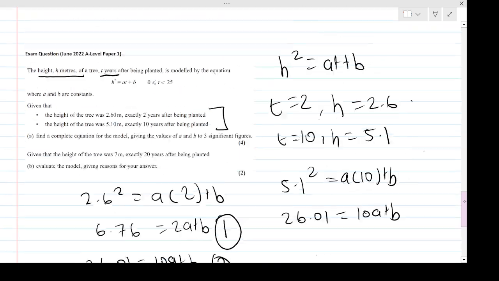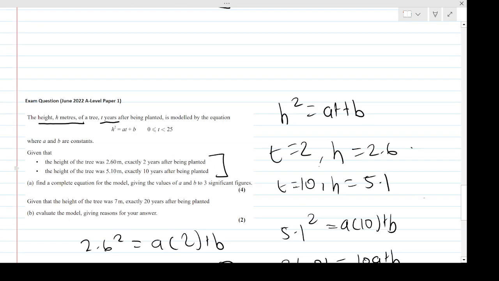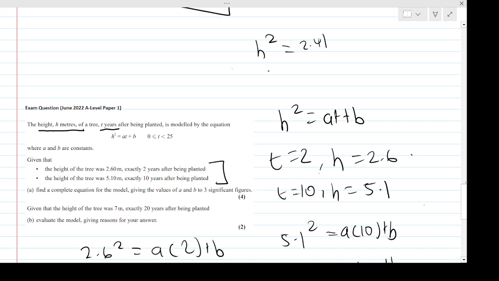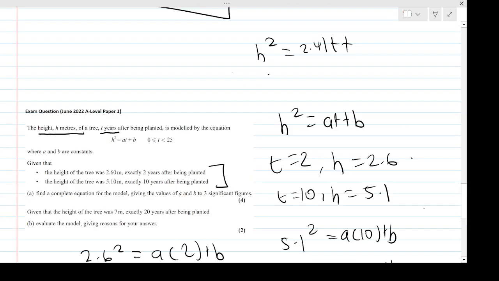Cool. Okay, so we've found our values, but then it says, remember, find a complete equation for the model. So we need to complete the equation, right? We can't just leave the values there and not fill it in. So we need to restate the equation to get the last mark, filling in our values A and B. So h squared, A, remember, was 2.41, t, and then add B. B was 1.95. There we are. Cool, so that's our equation then. I'll circle that.